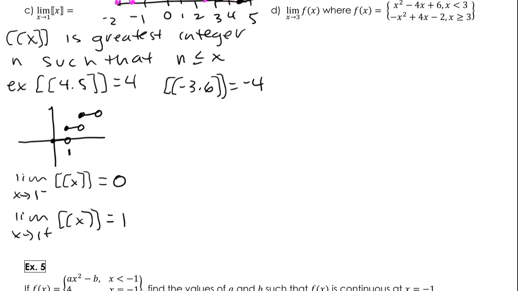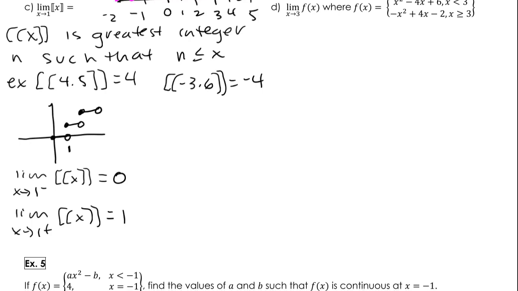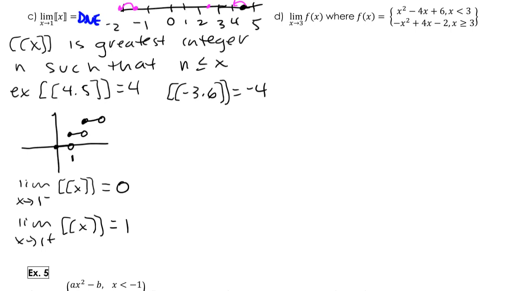So what's the answer here? The limit, let me write this in another color so we can see it, does not exist. I'm just writing it up here. And there's our answer. Why didn't the limit exist? Because 0 and 1 aren't the same. The left and the right don't meet up. So remember to test left and right when you're dealing with greatest integer. Okay, going on to this one.